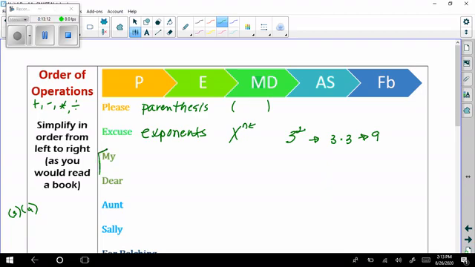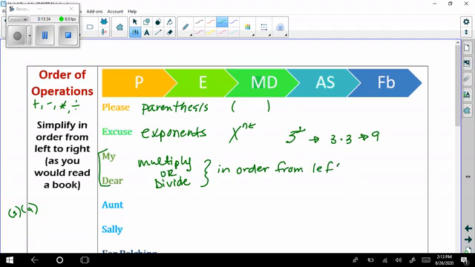My dear, I'm going to put those together, is whichever you get to first from left to right, multiply or divide. So this is multiply or divide in order from left to right.